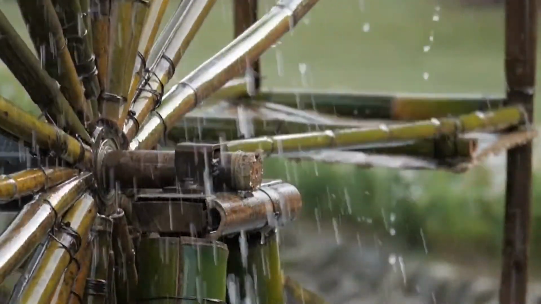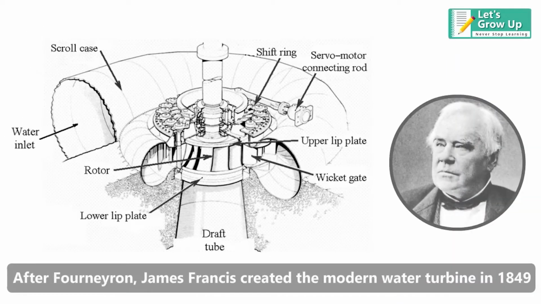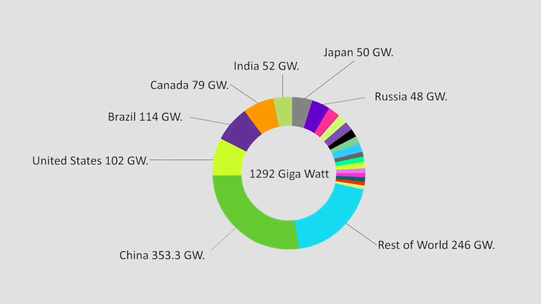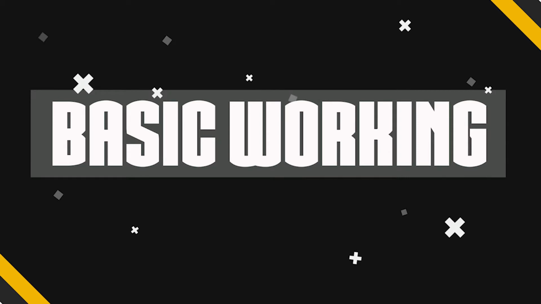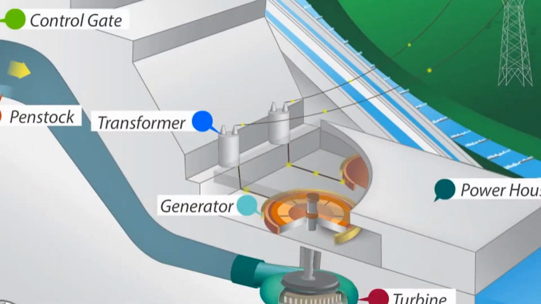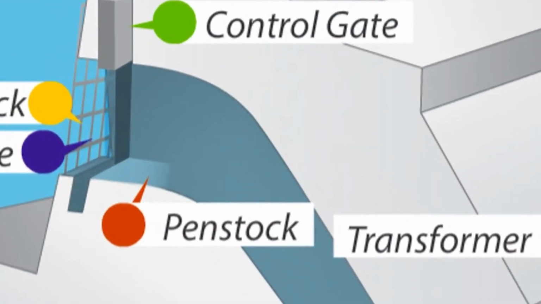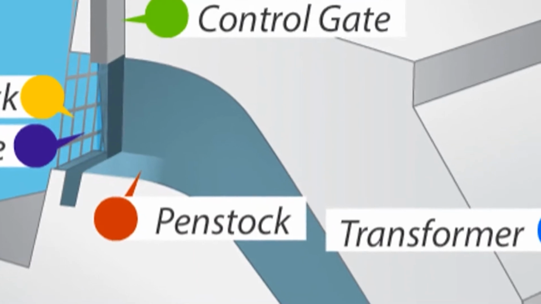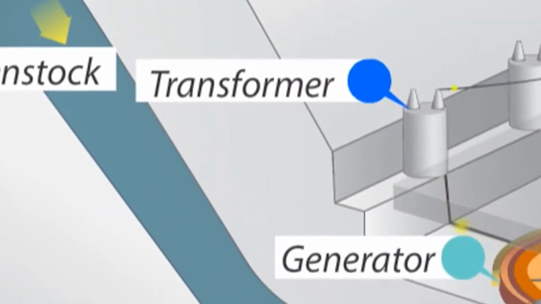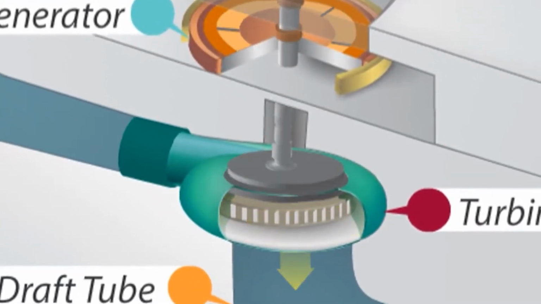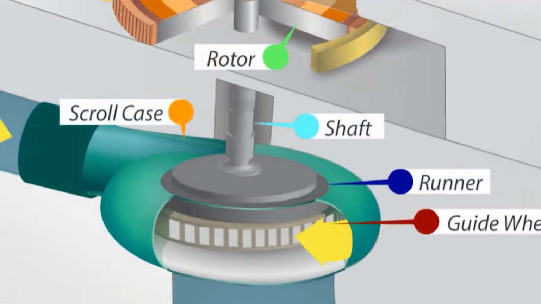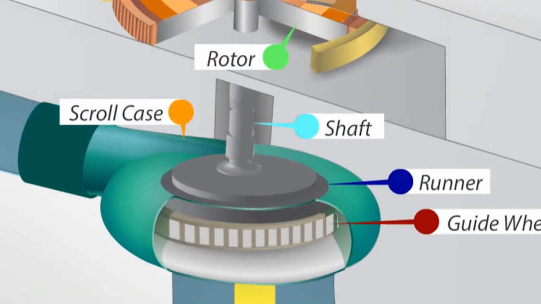Generating electricity from falling water started in 1849 when Fournier and James Franchi created the modern water turbine. A hydroelectric plant consists of a control gate for allowing water intake, a penstock which provides a closed conduit for water to flow, then water enters the powerhouse where transformers, turbines, and generators generate electric power and transmit it to the power grid.